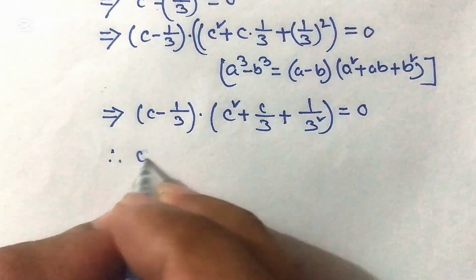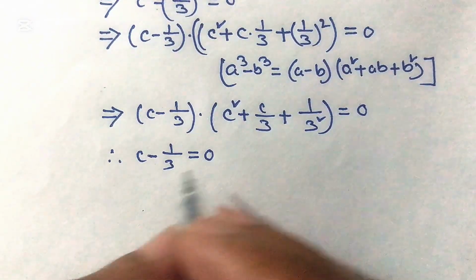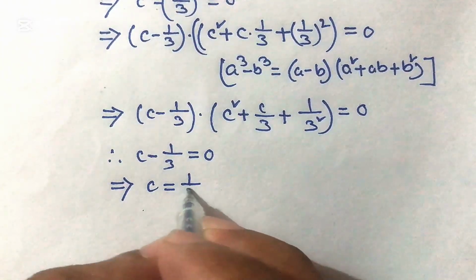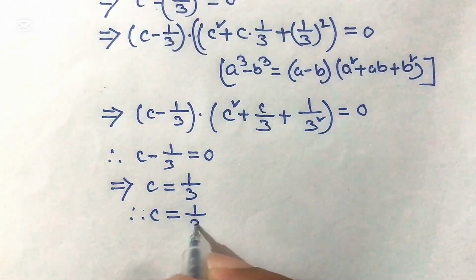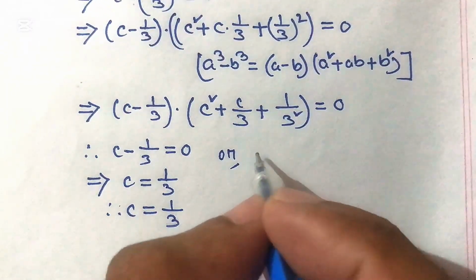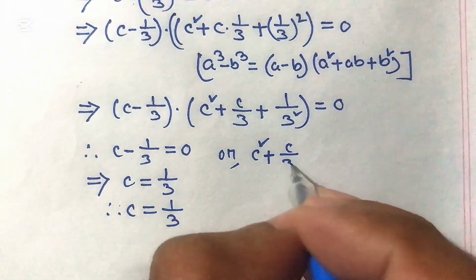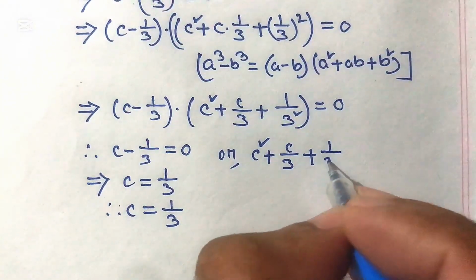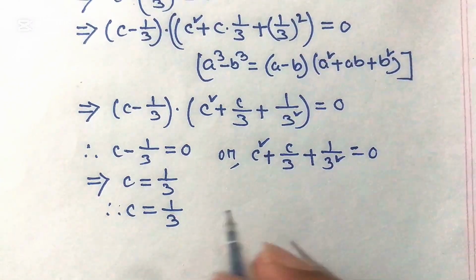So we can write c − 1/3 = 0, so c is equal to 1/3. So the value of c is equal to 1/3, or c² + c/3 + (1/3)² = 0.